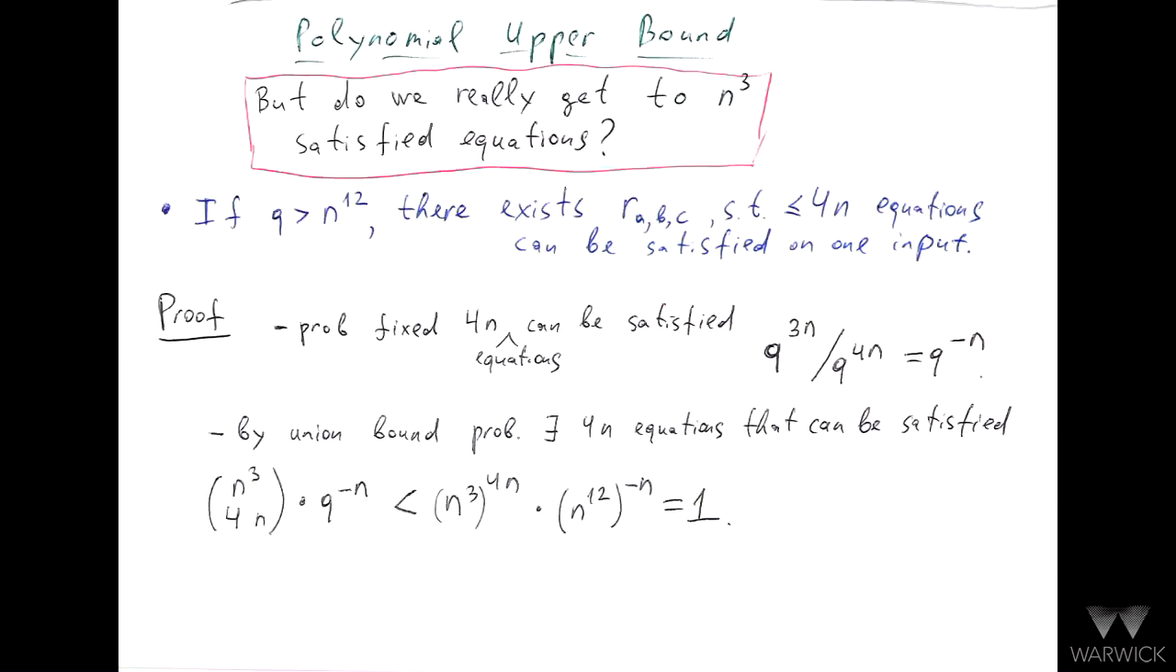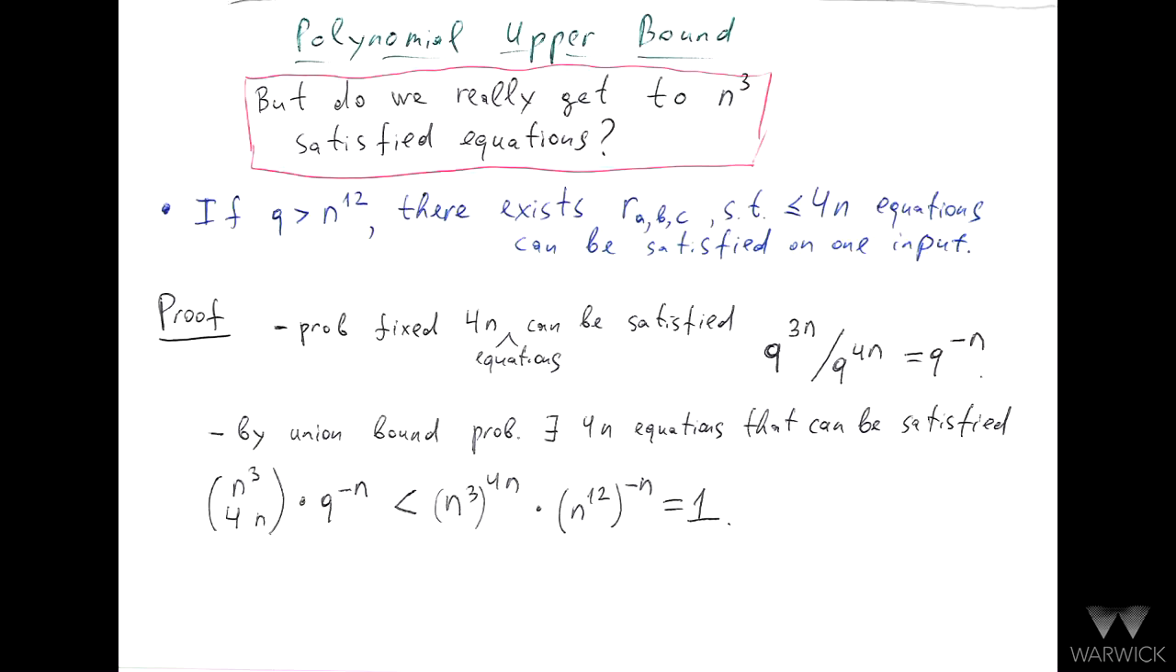We do not get to all n cubed satisfied equations simultaneously, so we can find the values of the right-hand side so that at most 4n equations can be satisfied at one input. This makes sense because there are 3n variables and n cubed equations, so we can make it so that there are at most 4n satisfied. And the proof is a very easy probabilistic argument.